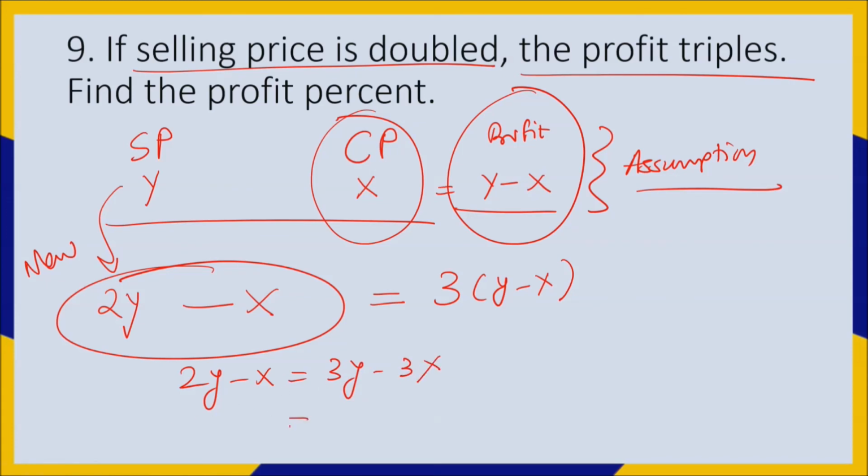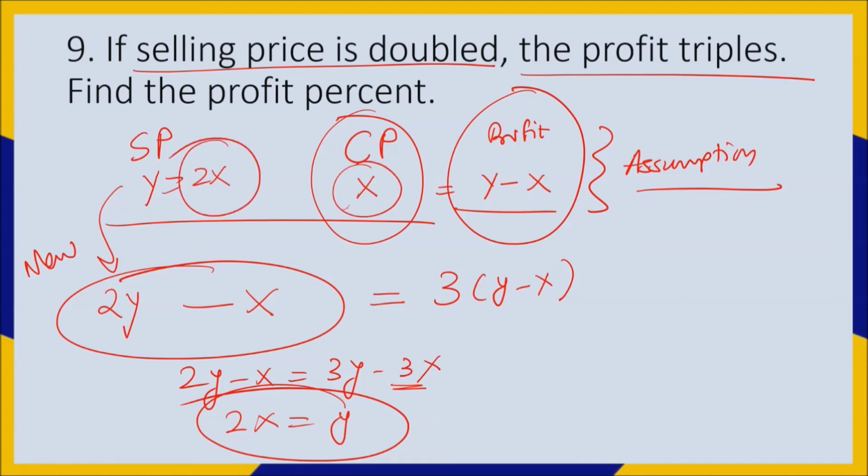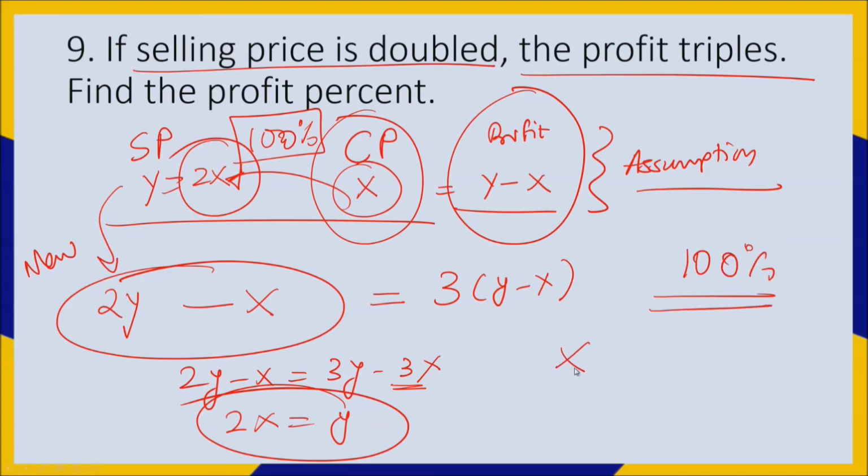ठीक है, सो ये हो जाएगा आपका y इधर और ये 3x इधर आ जाएगा. So this will be 2x. So your selling price is twice of x. कॉस्ट प्राइस x है, सेलिंग प्राइस 2x है. That means your profit percent is 100%. Okay, profit percent is 100%. ठीक है, ये बहुत इजी है. x is your cost price और selling price अगर 2x होता है, so that makes it 100% profit.